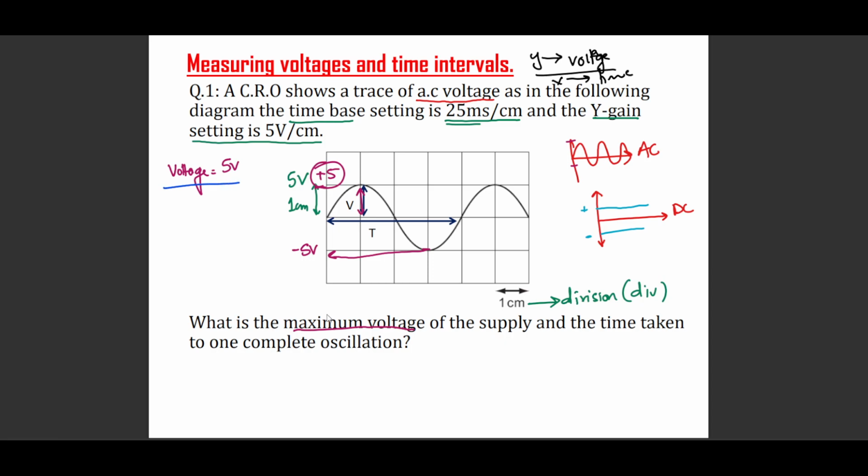Now I'm going to move towards the time, right? Now he mentions what is the time taken for one complete oscillation. So what is one complete oscillation? It starts from this point, one crest, and then we have one trough. This is one complete oscillation, and it takes 1, 2, 3, 4 boxes. It starts from this point and finishes at this point. It takes 4 boxes to complete this one wave, right?